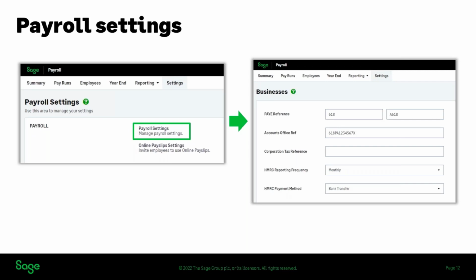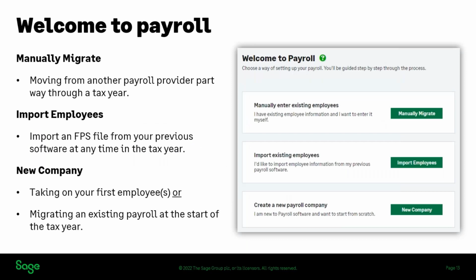It's then a case of following our welcome wizard to choose the way that you would like to set up your payroll. So there are 3 options available to you. The first 2 are when you are moving your payroll to Sage, and the third one is for when you're taking on your first employees. So if you are moving to Sage, there's a manual option and an import option. If you're a brand new business, there'll be nothing to import, so that one is all set up manually. But it can also be used to migrate an existing payroll at the very start of a tax year, where there are no year-to-date values needed.